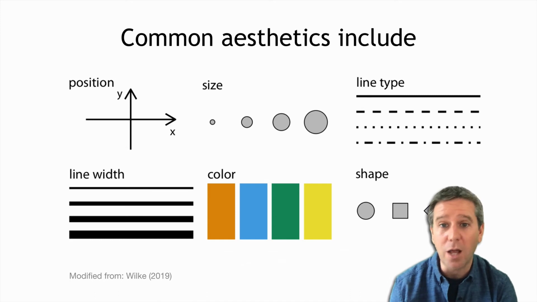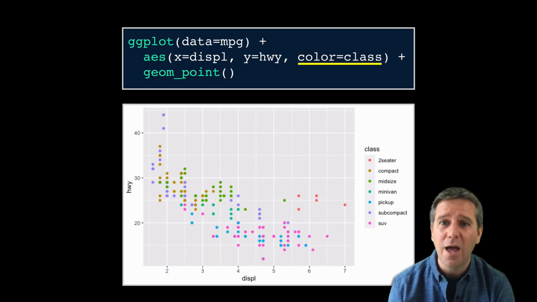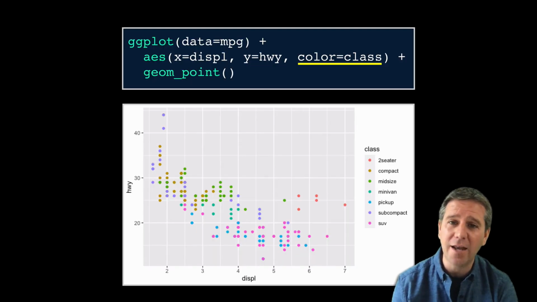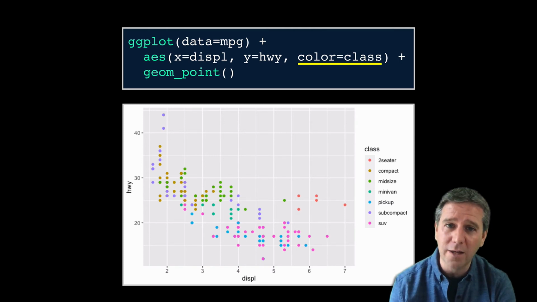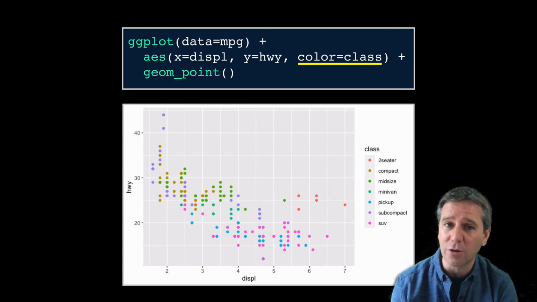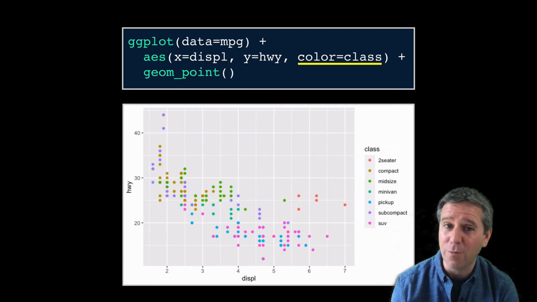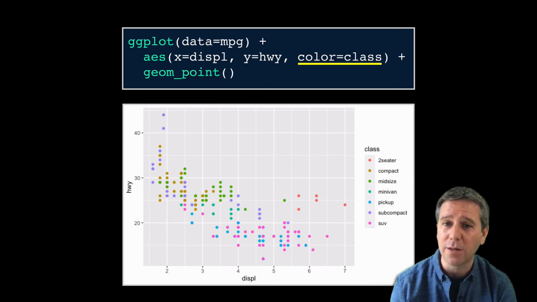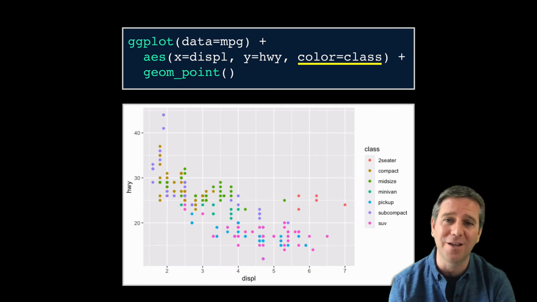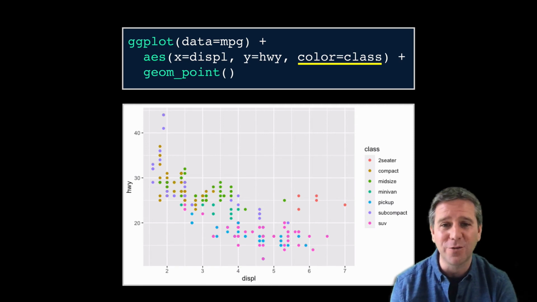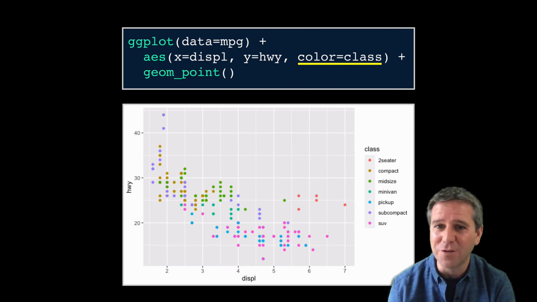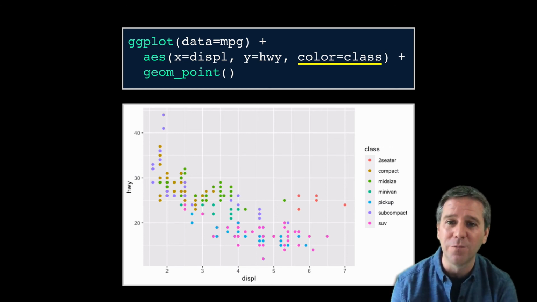Let's pick maybe color first. So here, notice how I do this. I add it along with my X and Y inside this AES, or aesthetic function call. That is the only difference to the plot and the code that I had before: I have this color equals, and I pass this other column called class, the class of the automobile, whether it's a pickup truck, a compact, or a subcompact, or a four-wheel drive, SUV type car, whatever.